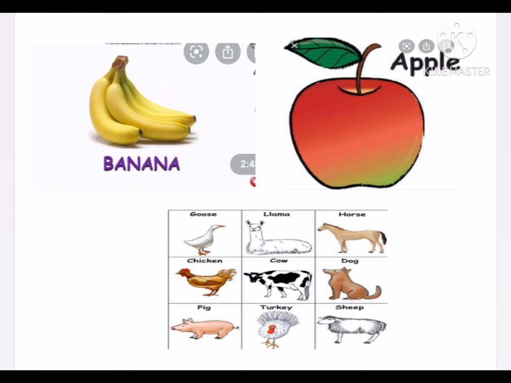For preschoolers, same: flashcards with pictures, colored pictures. Then let the child read what the picture is again and again to enhance his or her speech and language.